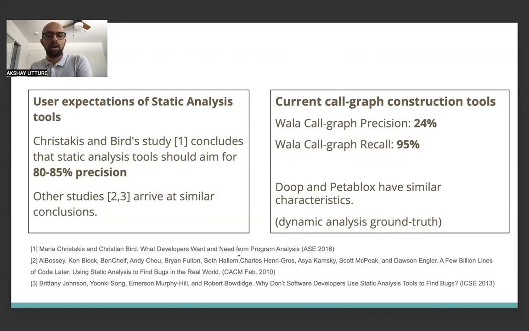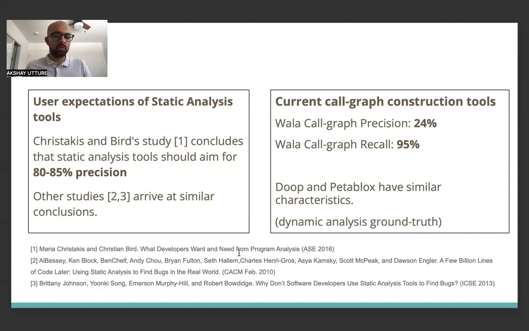But what about current call graph construction tools? Soot, one of the popular Java static analysis tools, has a precision of 24% and recall of 95% for its call graph. And other popular tools for Java like Doop and Petablox also have similar characteristics. Note that to compute these measures, we use dynamic analysis as an approximation for the ground truth.